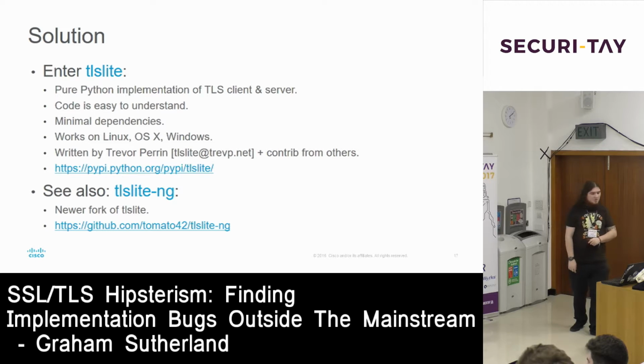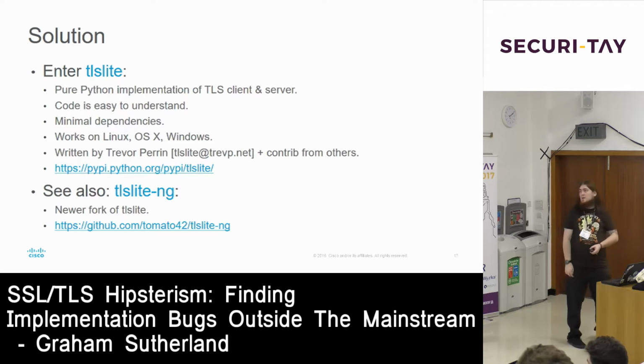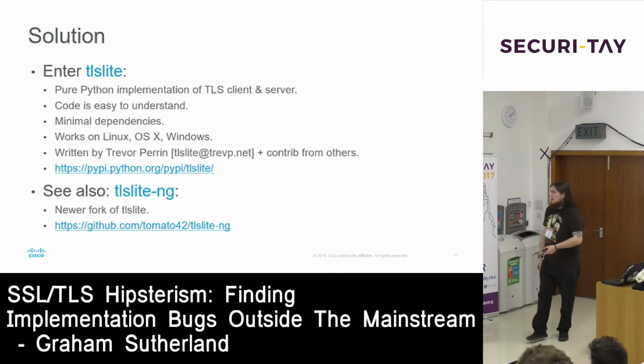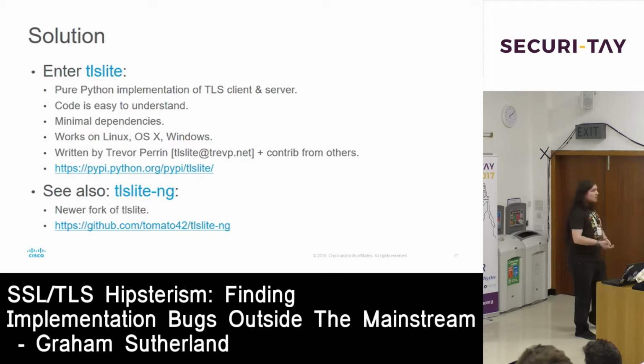So the solution to my problems was Python, but more specifically TLS Lite. TLS Lite is a pure Python implementation of TLS. It also does SSL v3. It's damn easy to understand because A, it's Python, and B, it was written by somebody who's actually fairly competent. It's got minimal dependencies. There's a couple of critical dependencies that it won't run without, but it will very much complain if it doesn't have it.